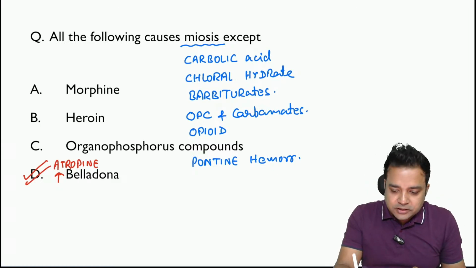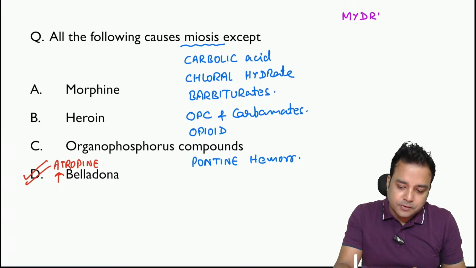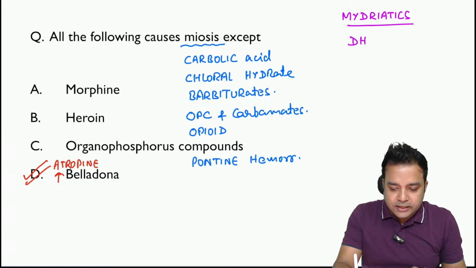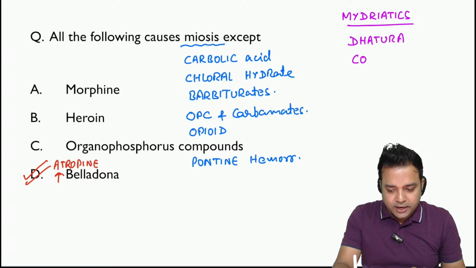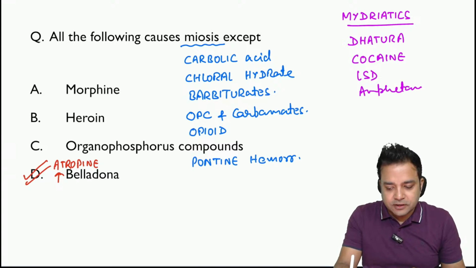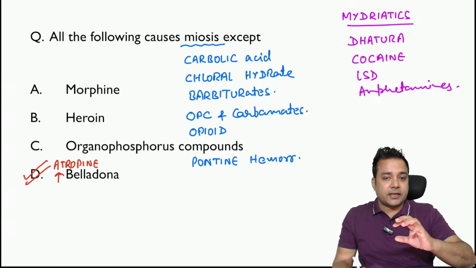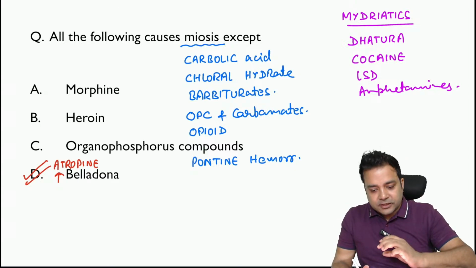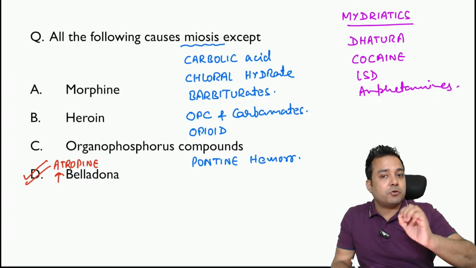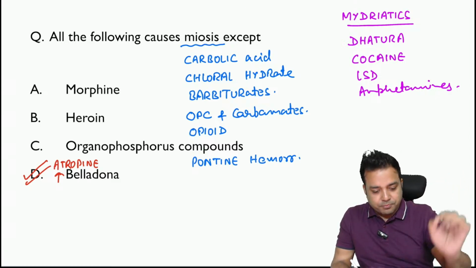So what is the comprehensive list of mydriatics? Here we can keep datura because it contains traces of atropine in it. Along with this, remember cocaine, LSD, and amphetamines. Done. So miotic, mydriatic is an important question area. Actually, if it is a lengthy question, these clinchers will help you pinpoint your answer.